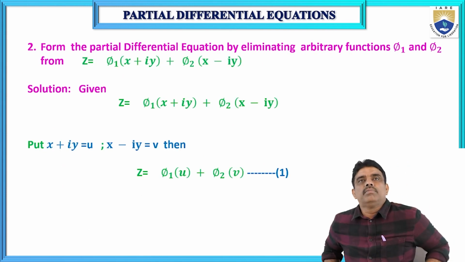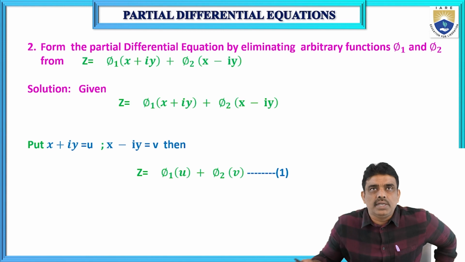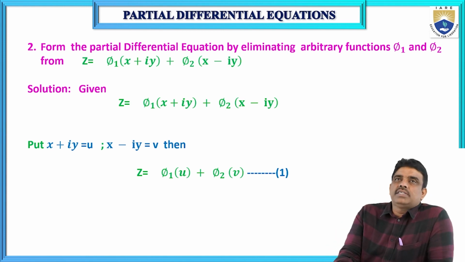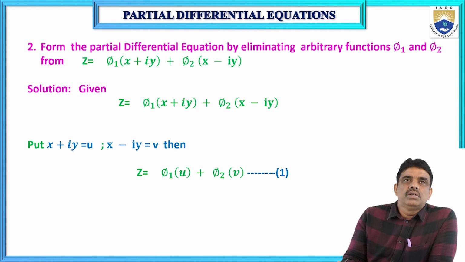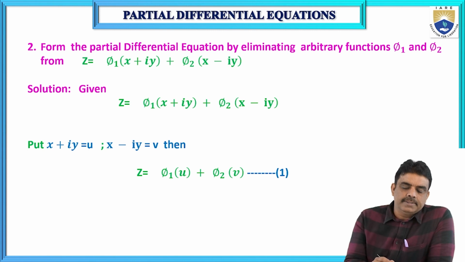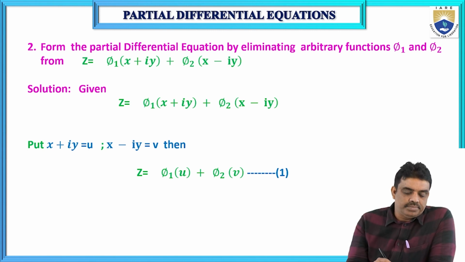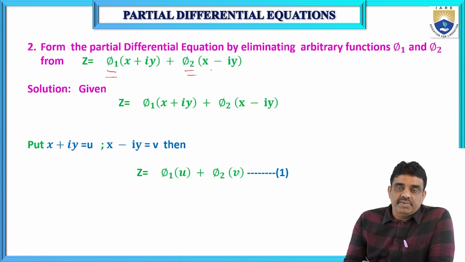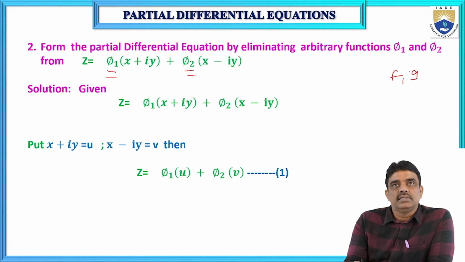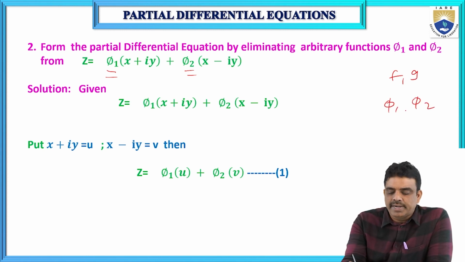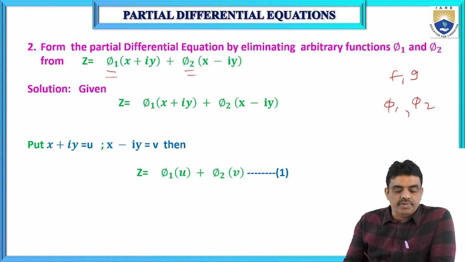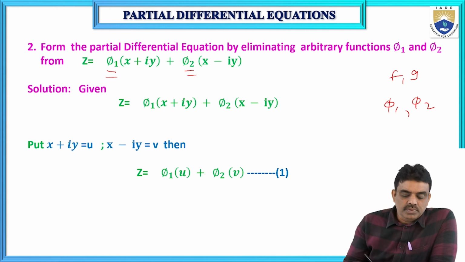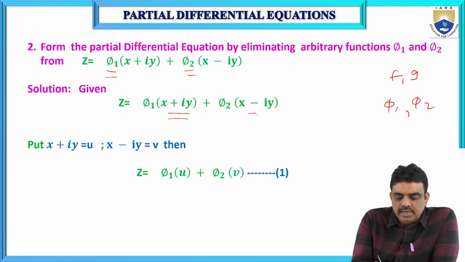Now we do another problem by eliminating the arbitrary functions only. Form the partial differential equation by eliminating arbitrary functions phi 1 and phi 2 from z is equal to phi 1 of x plus iy plus phi 2 of x minus iy. In the previous example, we eliminated the functions f comma g. Here you have to eliminate phi 1 comma phi 2, the two functions in the given function z is equal to phi 1 plus phi 2, where phi 1 is a function of x plus iy and phi 2 of x minus iy.